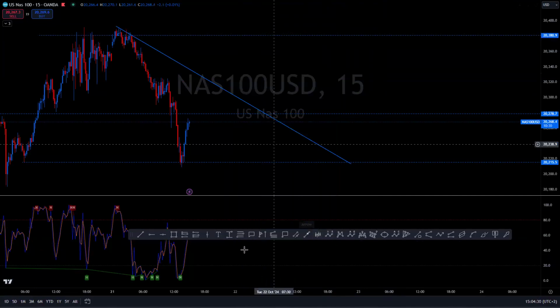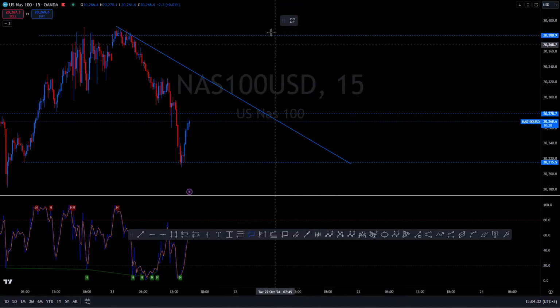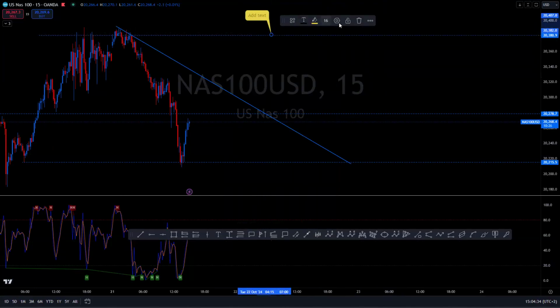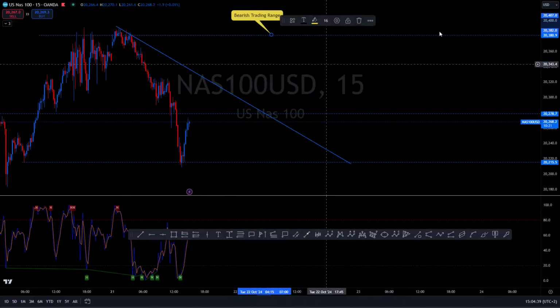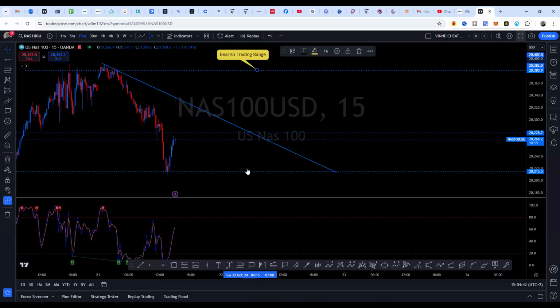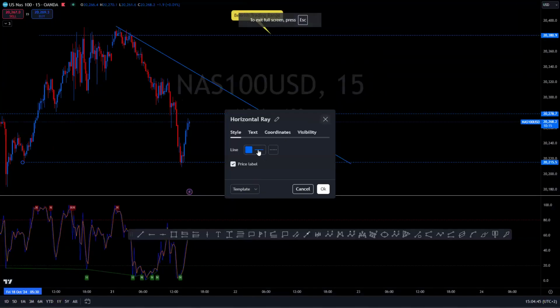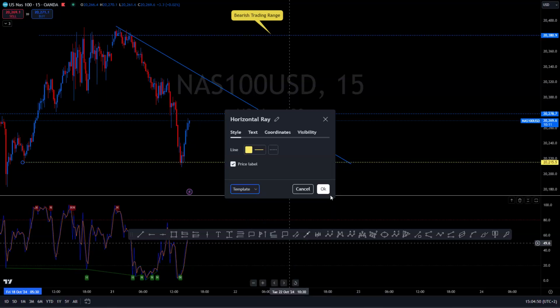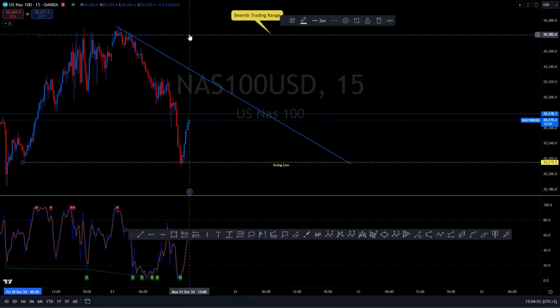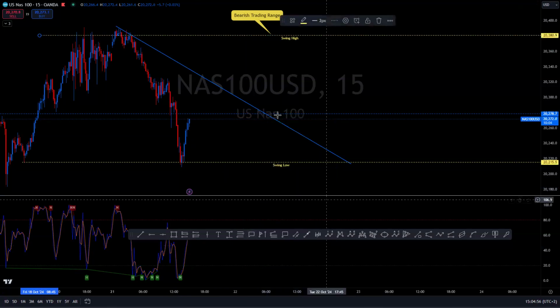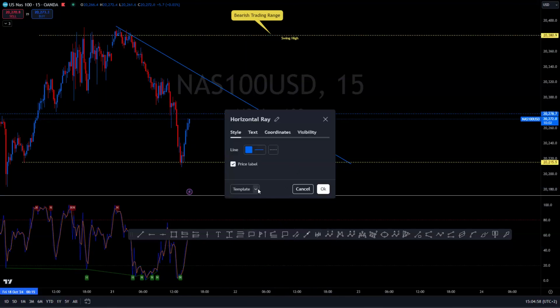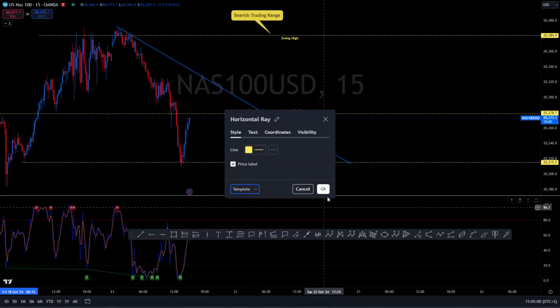Let's say a bearish trading range. I don't know why people are erasing this. There we go. So this is our swing low. The swing high. This is our focus structure.